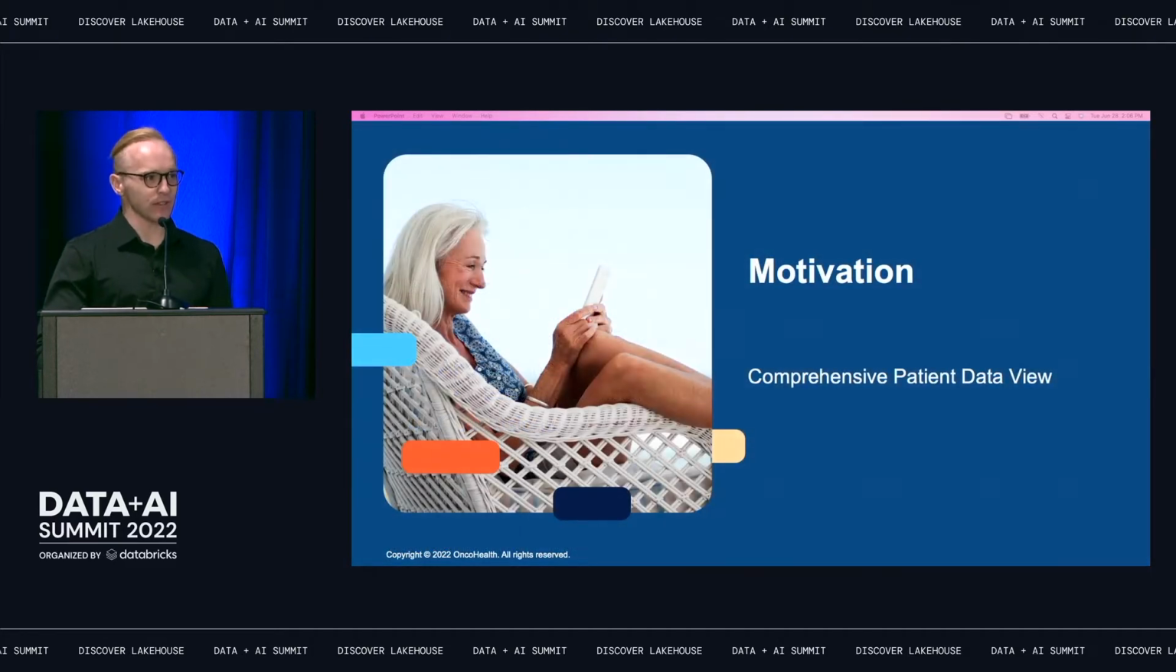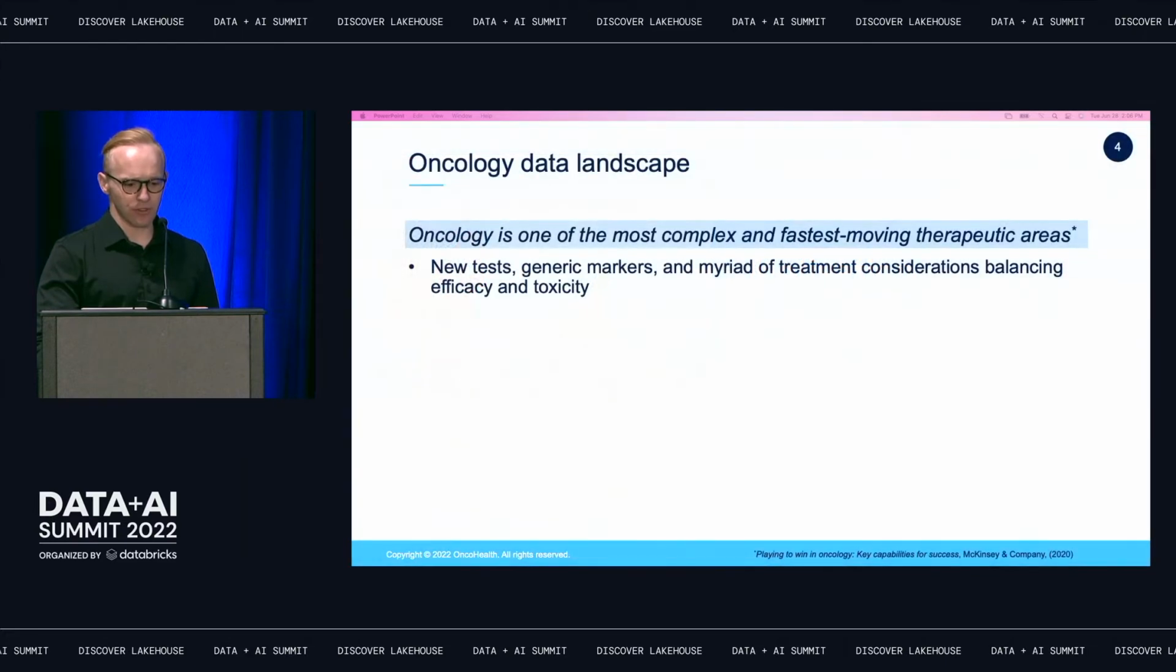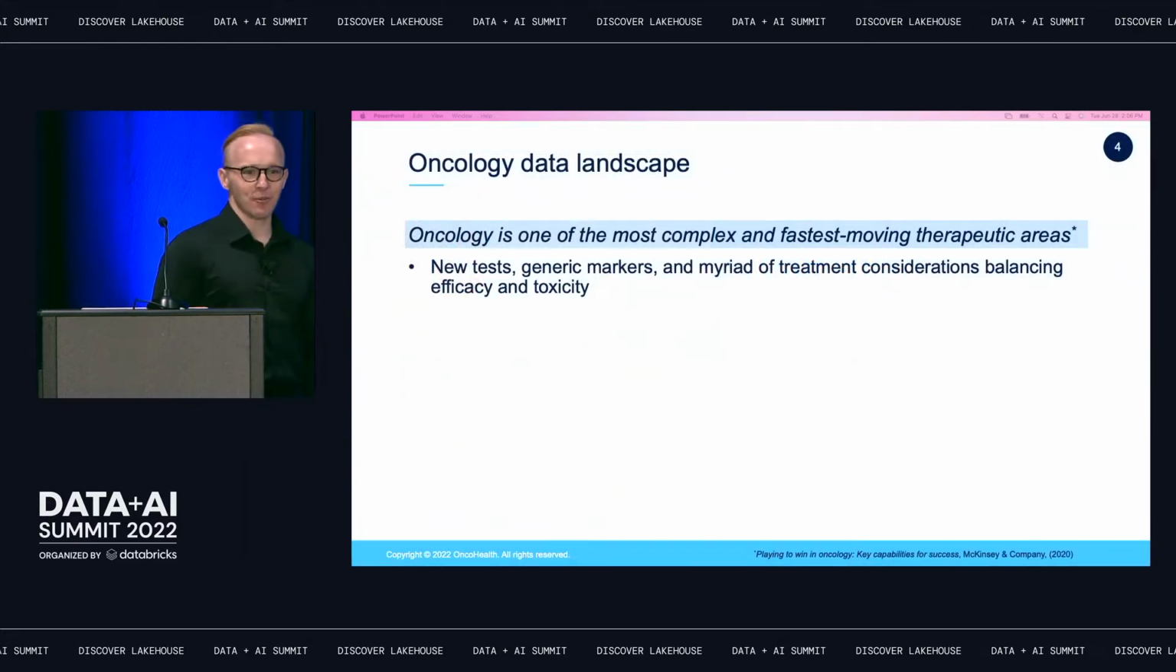So our motivation is, as aforementioned, we want to have a view into the comprehensive patient data that we have. So first, by a show of hands, how many of you are familiar with healthcare data or work in healthcare? Okay, so almost everyone. How many are familiar with oncology? Okay, so a lot of people as well. Great. So then you know this.